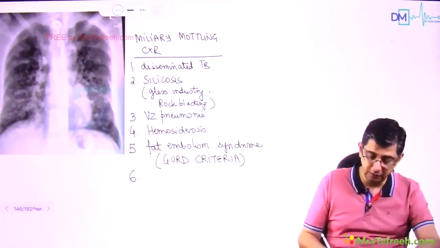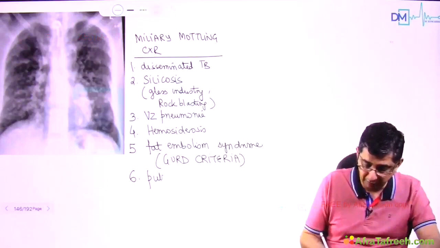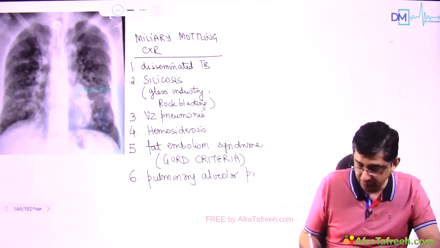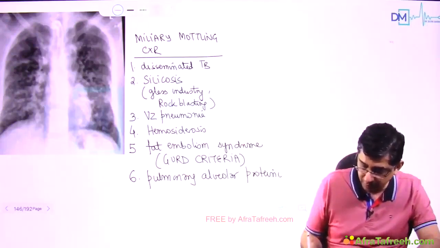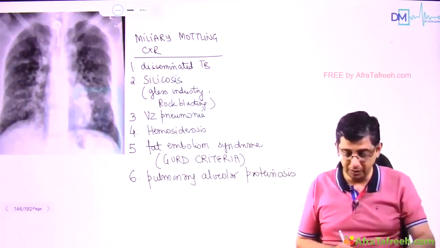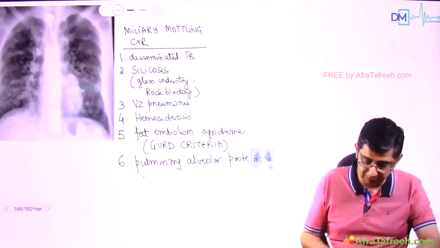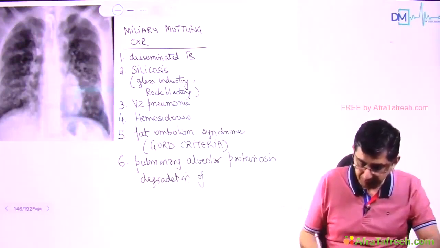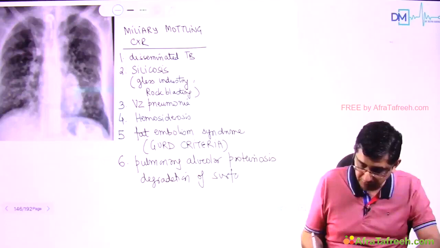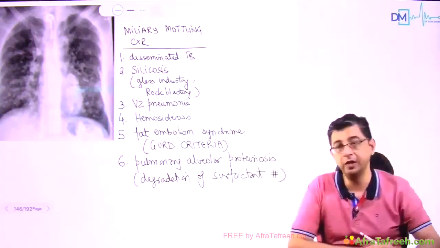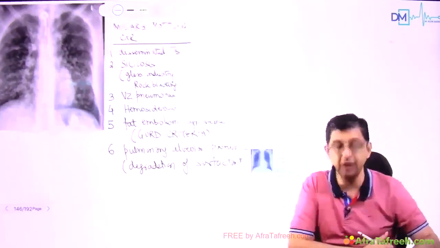Then there is a disease in which the turnover of the surfactant is affected. What I mean by turnover is that surfactant is produced in our lungs on a regular basis by type 2 pneumocytes, and then it has to be degraded also. But in this condition, the degradation of the surfactant is defective. The surfactant is produced, but then the degradation is defective, due to which the surfactant will keep on accumulating in the lungs of the patient in the alveoli.